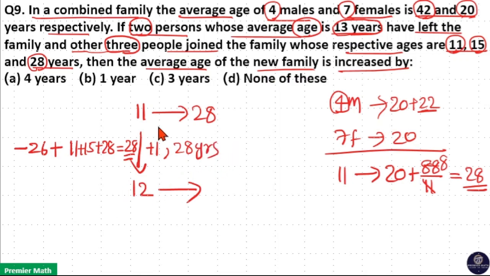Then, you can see 12 people average becomes 28. Because for 11 people, 28 was the average age. When 1 person with 28 years joins this family, the new average becomes 28 itself. That is, there is no increment in the average, 0 increment. So, option D is your answer. Because the 1 person who joins also has 28 years of age. So, there is no increment.